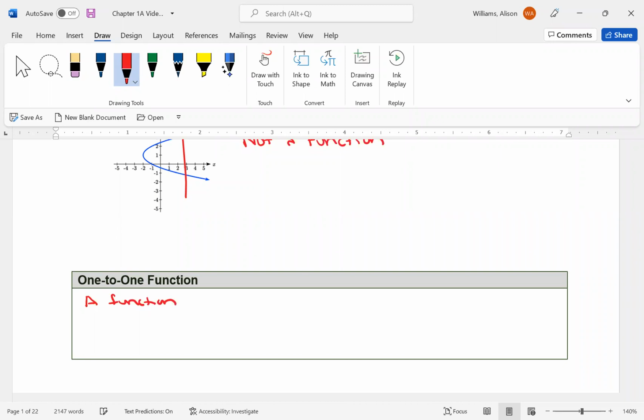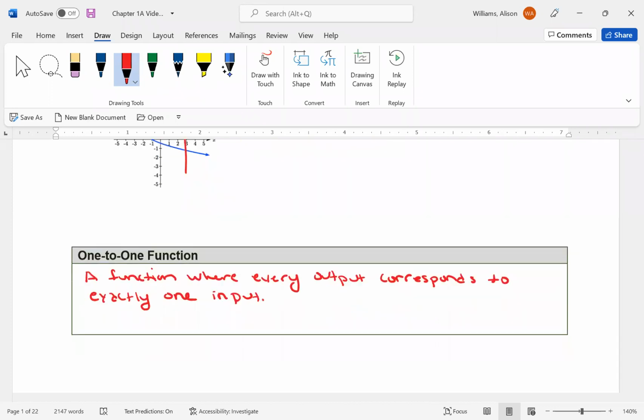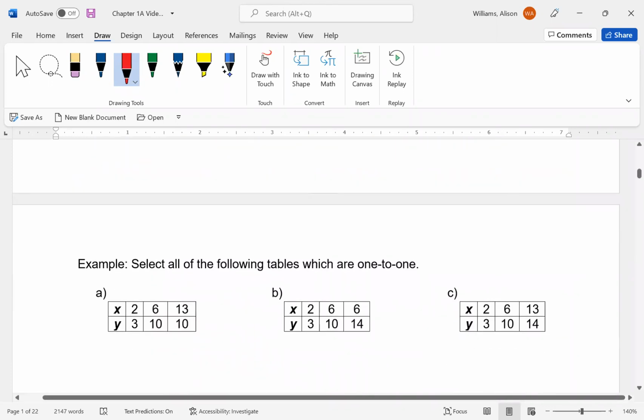Each input goes with only one output, or I should say every output corresponds to exactly one input. So it's this kind of reverse direction. So it is a function. So it's going to pass the vertical line test. One input to one output, only one output, and then same backwards. We won't see repeating. Okay, so here, let's go back to those tables.